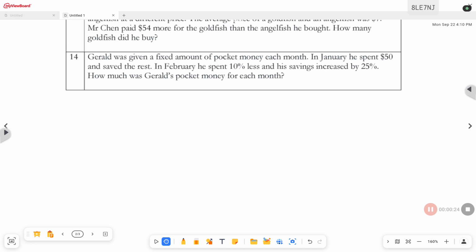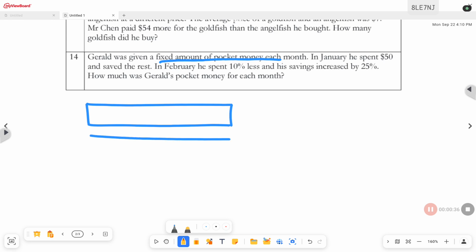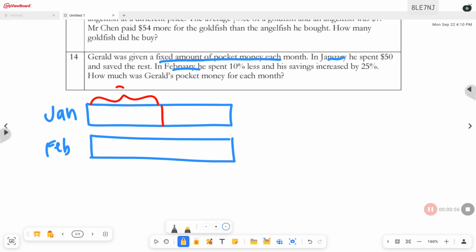So question number 14. Can you see the first thing they say is that Jared is given a fixed amount of pocket money each month. So they're trying to tell you that every month his money is the same. The one in blue is his pocket money. So we have January and the month of February. In January and February, the pocket money, which is represented by the box, is the same. I don't know whether he spends more or saves more, so I just treat this as spent. From here to here, they say that spent is $50. So if I spent $50, that means this must be my save, right?